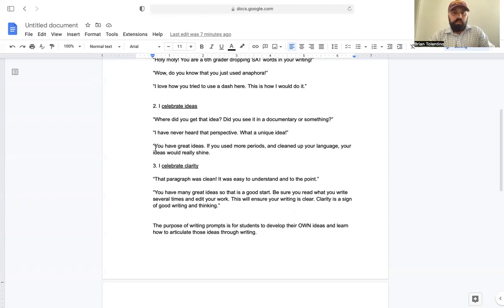So for example, you have great ideas, but if you use more periods and cleaned up your language a little bit more, your ideas would really shine. So you can use their ideas to stay positive with the feedback, okay? Also with ideas, I've never heard that perspective. What a unique idea. I'm a big fan and proponent of students developing their own thinking. That's something I celebrate, right?